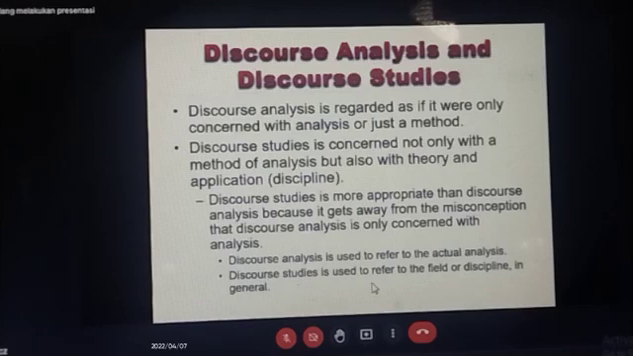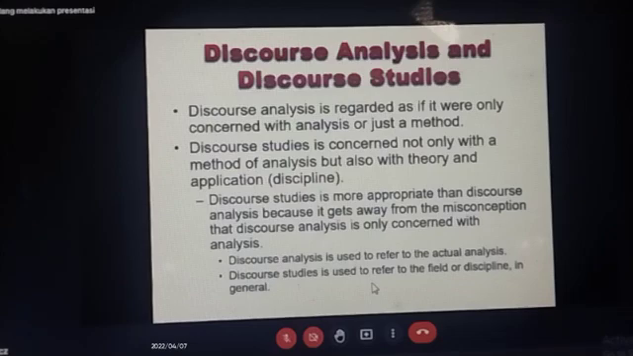This is only a perspective, but in my perspective, discourse analysis is also the same as discourse studies, because they also use theory and the way to analyze language in context. And what is the difference between discourse studies and discourse analysis? In real application, I think discourse analysis is used to refer to the actual analysis, and discourse studies is used to refer to the field or discipline, like another discipline such as sociolinguistics, syntax, semantics. So that's why discourse studies must be used. But in my opinion, we can use discourse analysis or discourse studies, because discourse analysis is also about theory and application.